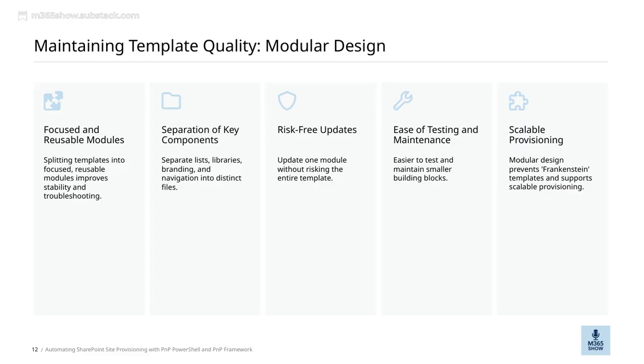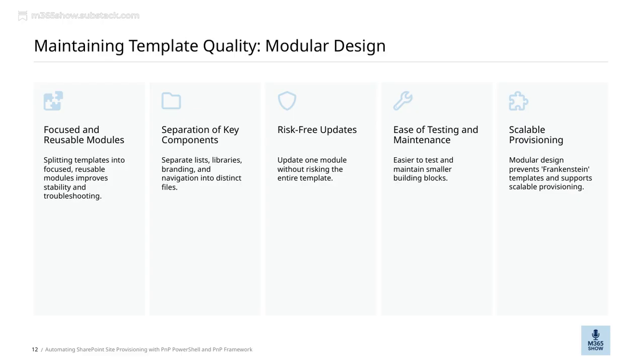When we design templates in modules, we can scale provisioning more easily. Instead of creating one giant, complex template, we work with smaller, manageable pieces that can be reused across different sites or projects. Another important point is that updating becomes safer and simpler. If we need to make a change, we can update just one module without risking the stability of the entire template. This minimizes the chance of introducing errors and keeps our environment stable.